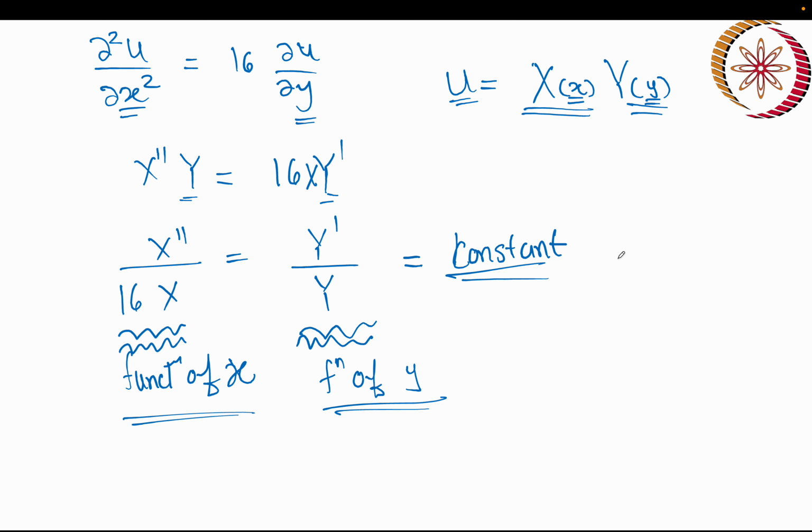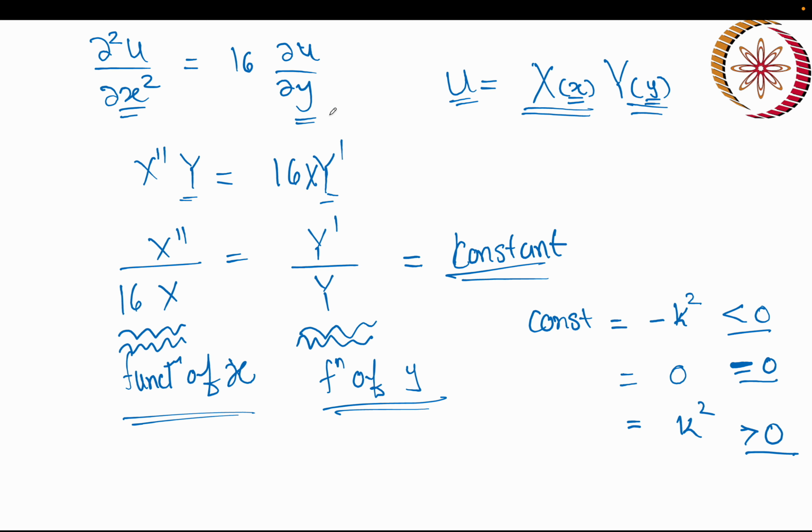Okay, so this constant can be, let's say, minus k square, which is less than 0. So the constant is less than 0, or it can be equal to 0, or it can be positive k square, which is greater than 0. So this constant can take three values. These are all real values, and they can be less than 0, 0, or greater than 0. So we'll solve for all these three values of the constant, and we'll see what solution we get.